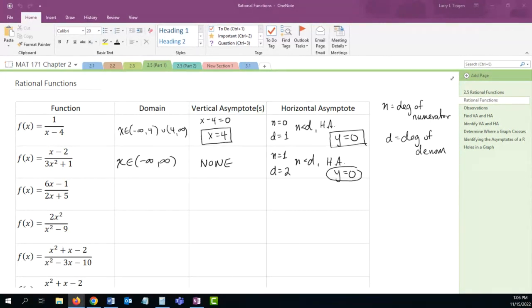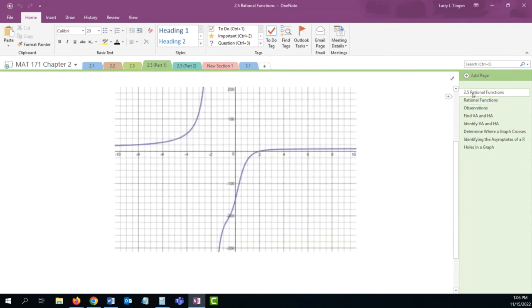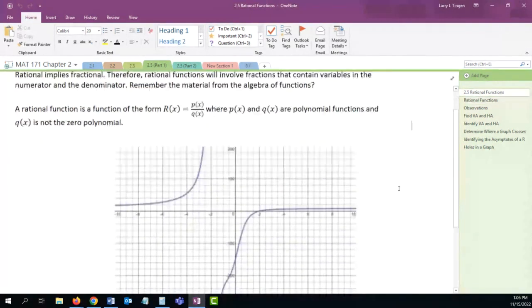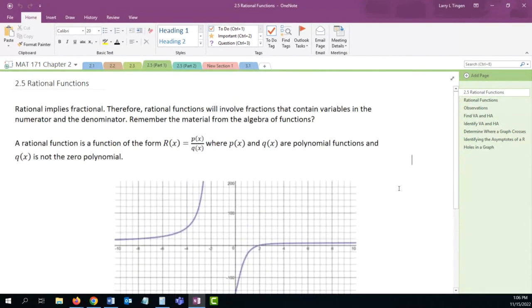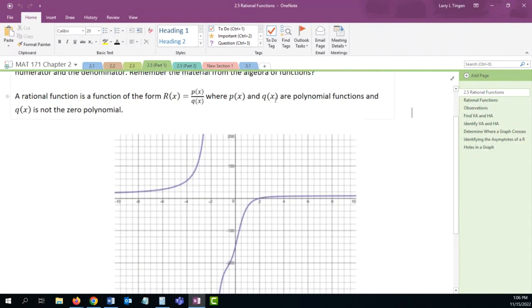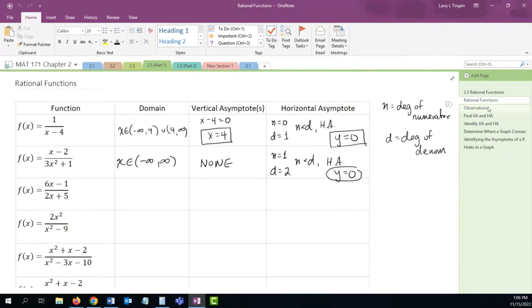Let's remember where we are. We're talking about rational functions. I've got a rational function here. It's got polynomials in the numerator and denominator, and the denominator polynomial function is not allowed to be 0 because it would cause division by 0.